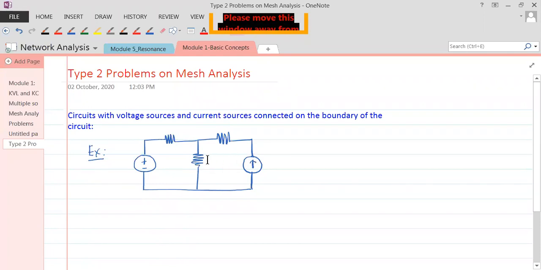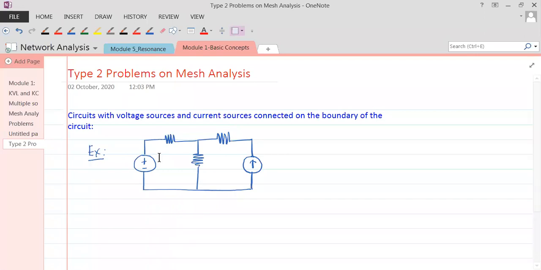If this current source is there on this branch, getting that? It is not on the boundary, and in other words, it would be common to mesh 1 as well as to mesh 2. But since it is on the boundary, it would belong to only one mesh. Which mesh is that? It would belong only to mesh 2. It would not belong to mesh 1, mind you. Is this okay with you, everybody?